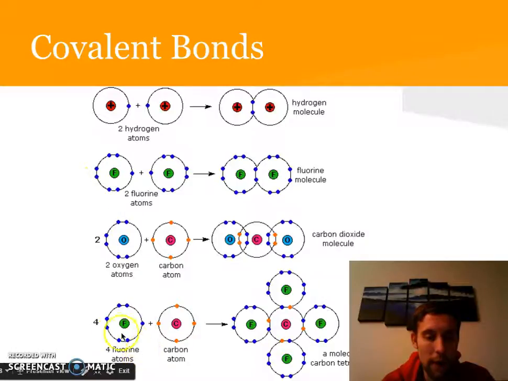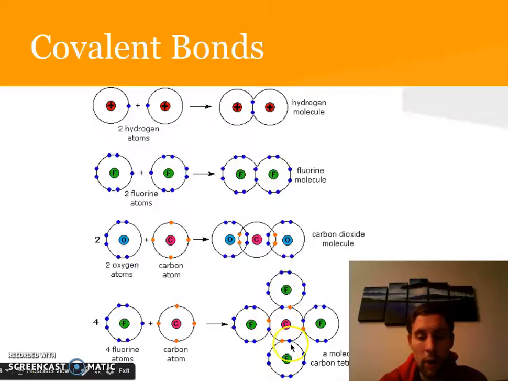Come down to the one where we've got 4 fluorines and 1 carbon. So carbon's got these orange ones, 1, 2, 3, 4 valence electrons. And so it's missing 4 electrons to make its octet, and each fluorine's got 2, 4, 6, 7. So it needs 1 more. Each fluorine's going to come in and bond with one of carbon's atoms. Now this fluorine's got 8. This fluorine's going to come in and make a bond to make 8. Same thing with the one on the right and the one on the bottom.